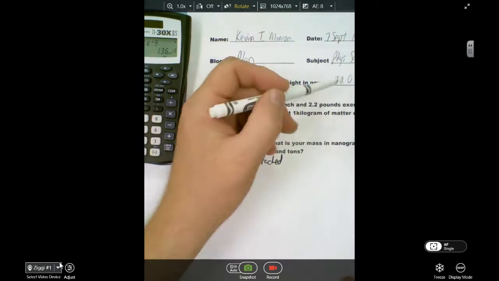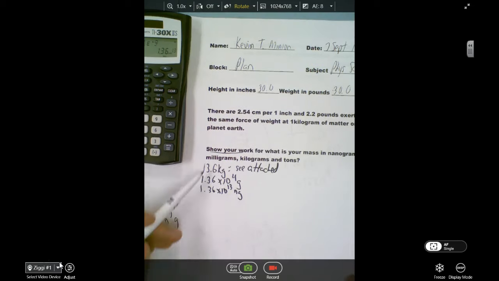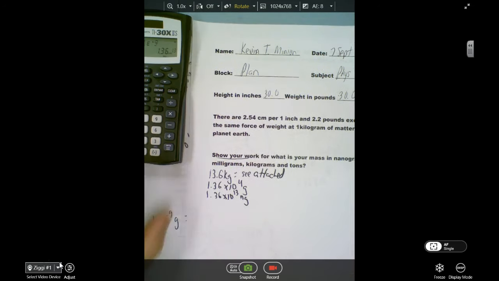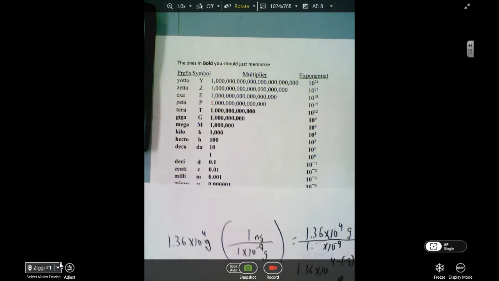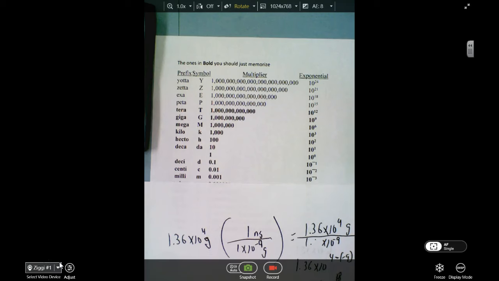And see, like I said, the hard part was going from the 30 to the 13.6. The rest of it, I'm just moving decimals. I'll leave it for you to figure out what milligrams is. The milligram is here. It's 1/1000th.